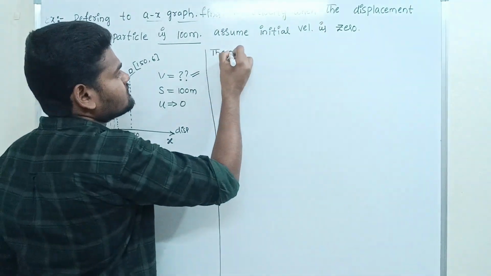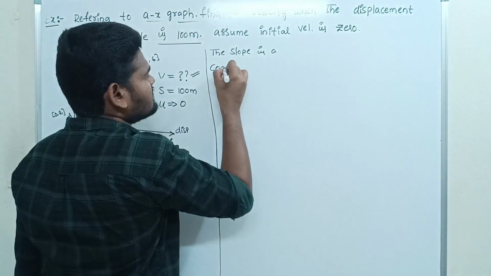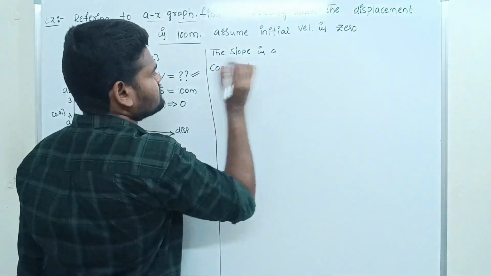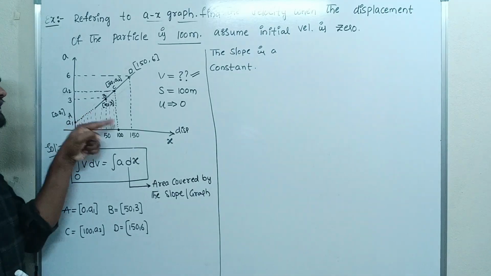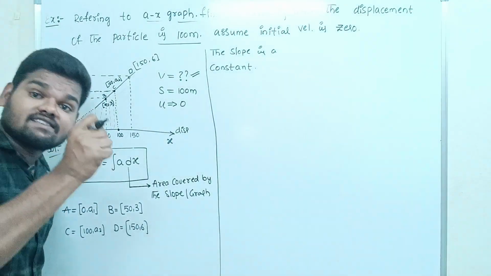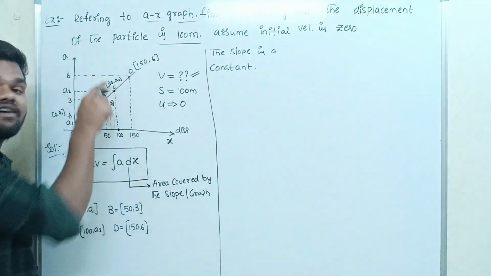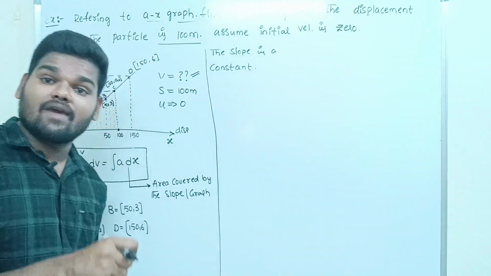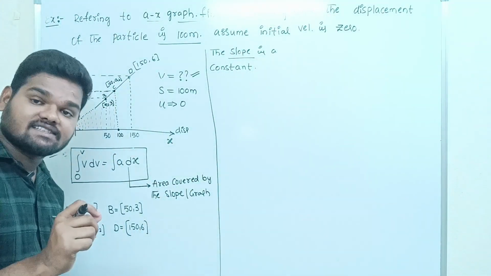The slope is a constant. That means, have a look, from the positive x-axis, every point on the slope is at the same angle. That's why the slope is what? Constant slope. Okay, already we have discussed more.